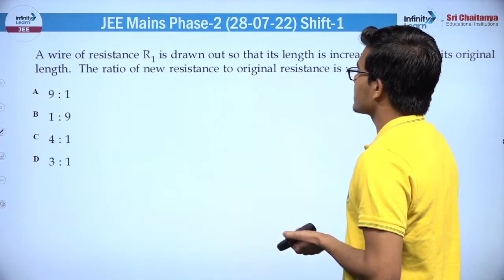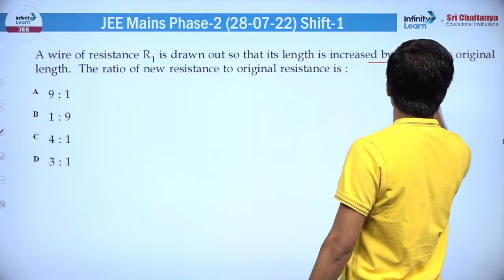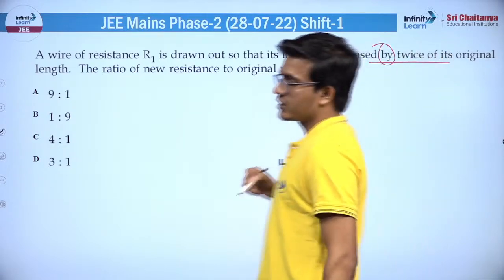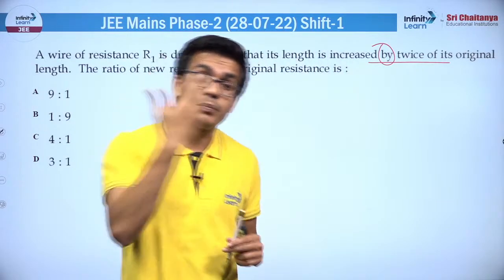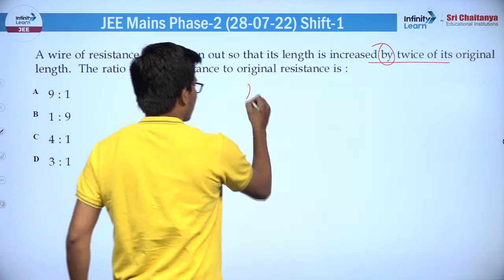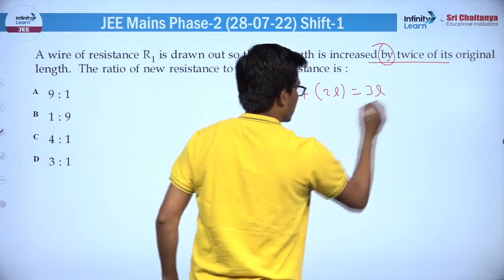A wire of resistance R1 is drawn out so that its length is increased by, again a very important word, its length is not increased to twice, it is increased by twice, means the final length is initial plus increased by 2L, it will be 3L.